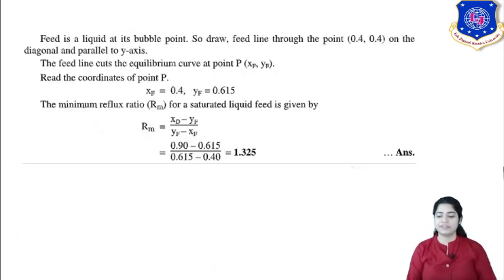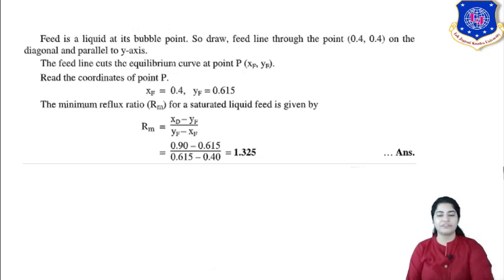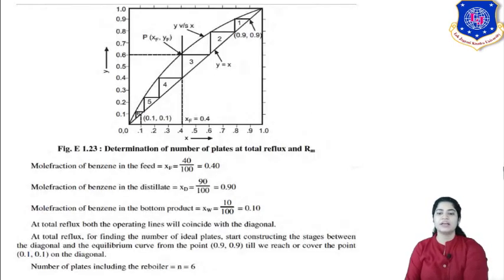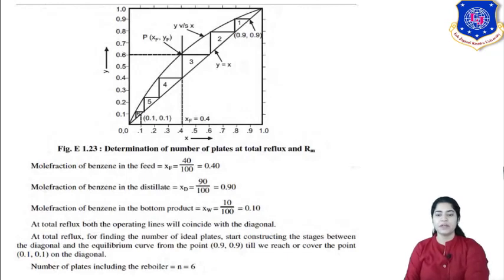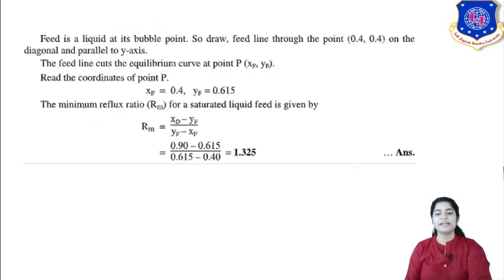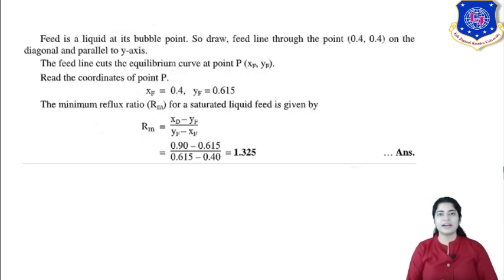Now what is the minimum reflux ratio? Difference in y coordinate upon difference in x coordinate. So what is the y coordinate? xd minus yf, 0.9 minus yf, 0.6, clear? Similarly, upon xd minus xf, again 0.9 minus xf, which is 0.4, clear? Hence you get your Rm, minimum reflux ratio, as 1.325. So this was your calculation of the minimum reflux ratio.